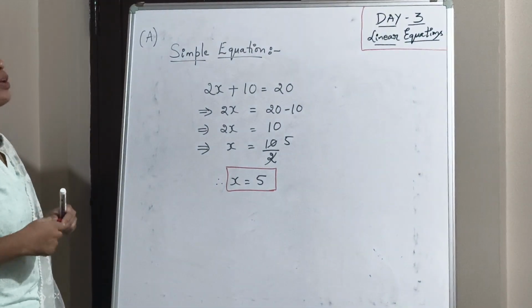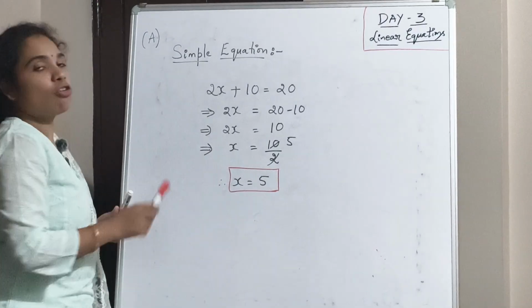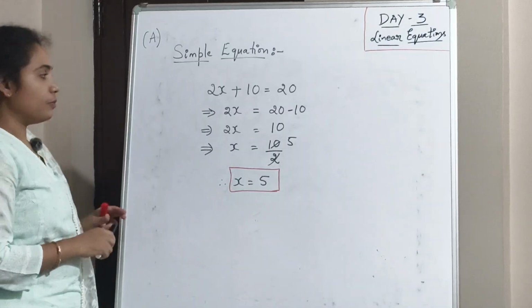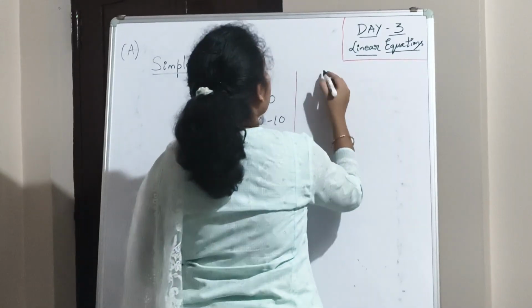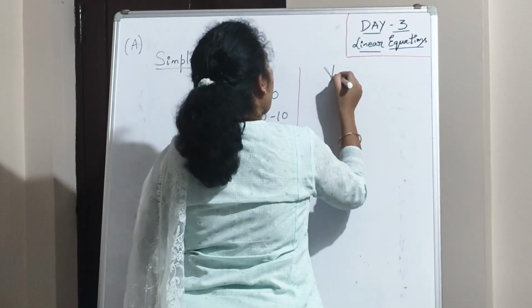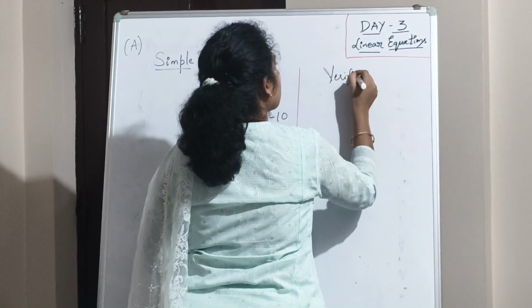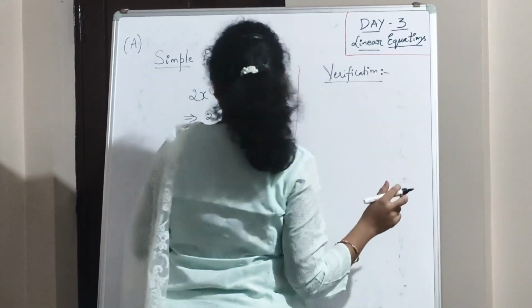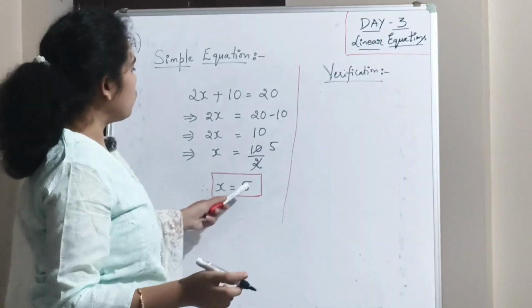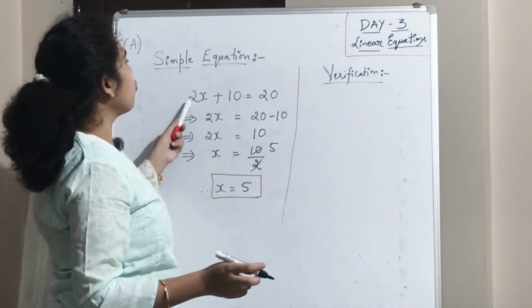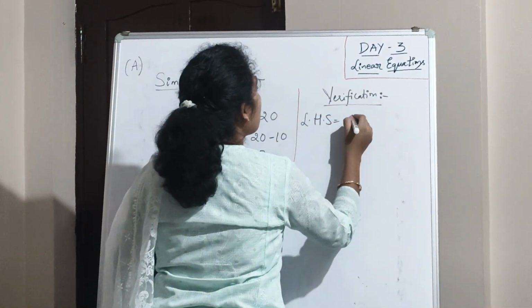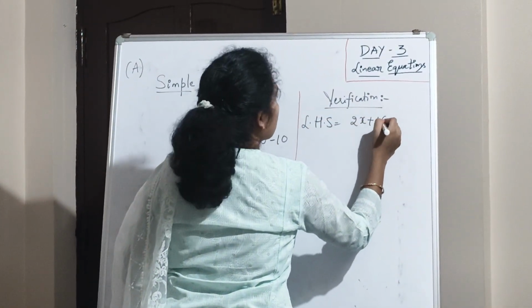Then how can we verify whether it is correct or not? Whether x is equal to 5 is correct or not. Let's verify this. Verification. Simply substitute x is equal to 5 on the LHS side. So what is our LHS? LHS is 2x plus 10.